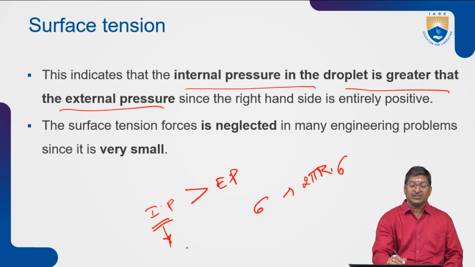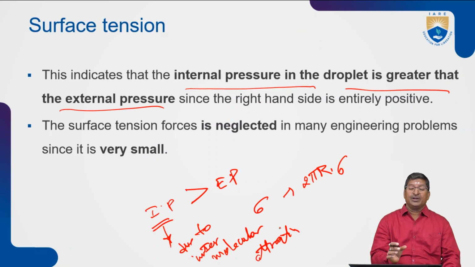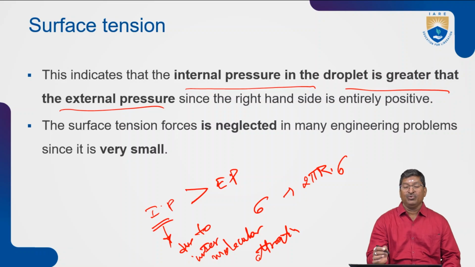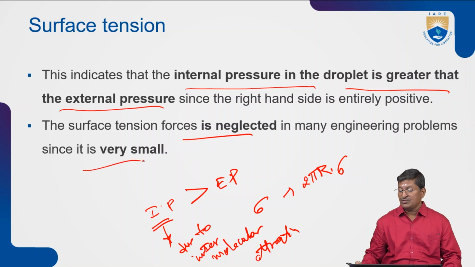So internal pressure is nothing but due to the molecular attraction, intermolecular attraction. So the force due to the intermolecular attraction, that is the internal pressure, whereas the external pressure is the surface tension force. So the surface tension force is neglected in many engineering problems since it is very small.